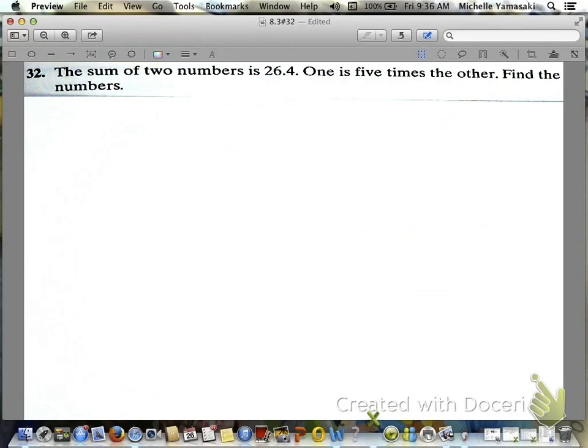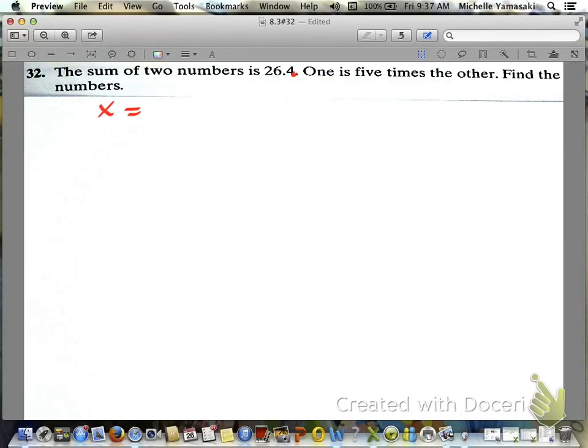Okay, the sum of two numbers is 26 and 4/10. One is 5 times the other. Find the numbers. What are we doing? I see one sentence, Jessica, and it ends here at that period. Plus y equals 26.4. Good. So we're going to have two numbers. X is a number. A big number.